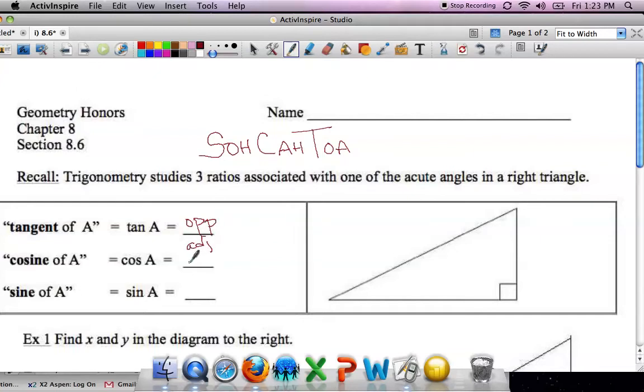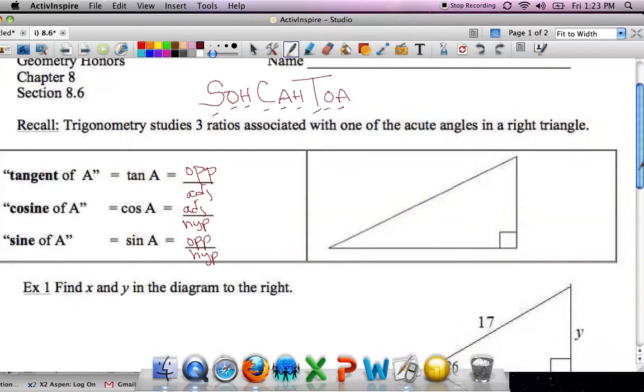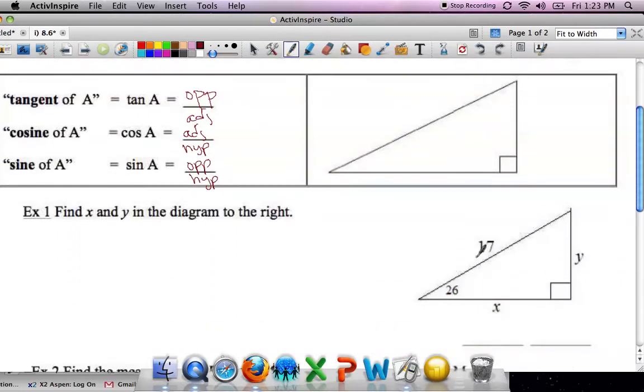The cosine is adjacent over hypotenuse, and the sine is opposite over hypotenuse. Here it is: sine is opposite over hypotenuse, cosine is adjacent over hypotenuse, tan is opposite over adjacent. What happens if you're given one angle and one side in a right triangle? We can use trigonometry to find the other two bits of information.